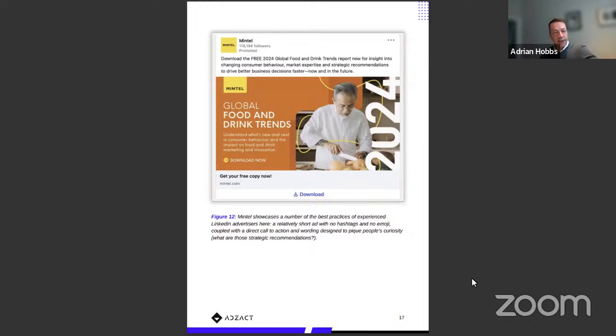Then an explanation, again, using language that the audience would understand. Like consumer behavior, market expertise, strategic recommendations. It's talking to people who want to digest research, right? So it's super clear. Then the main body has an image related to the topic. We've got, again, talking about the food and drink, so being very specific about what it is. Download now, get your free copy here, download button. So a really good example of an ad that stands out, and we know they had great results with this as well. So really good piece of LinkedIn advertising.